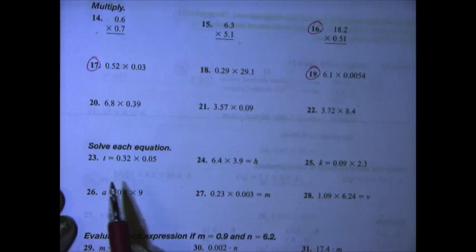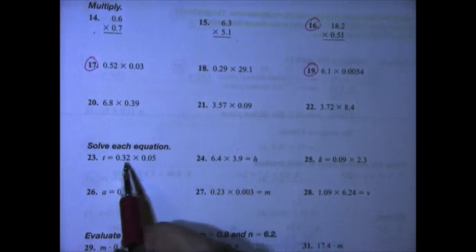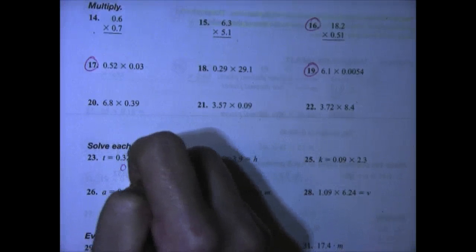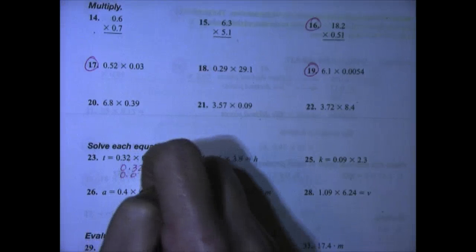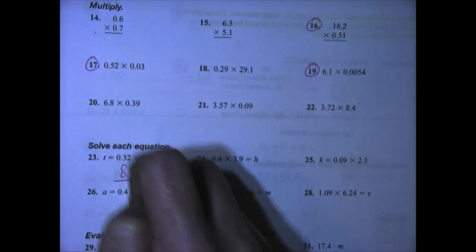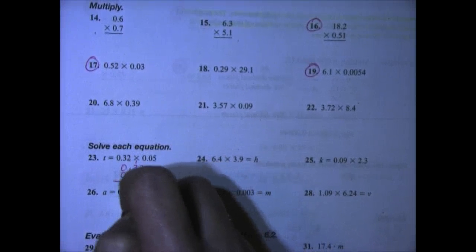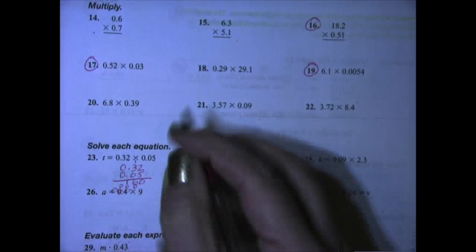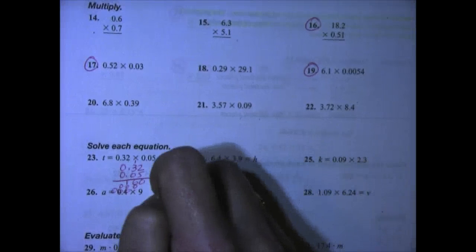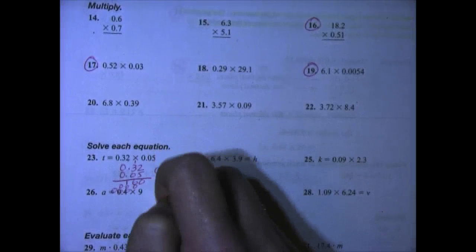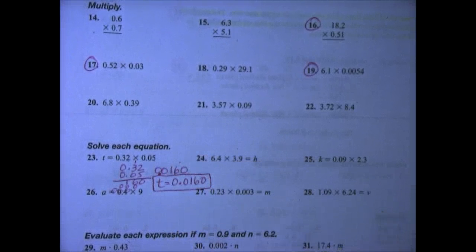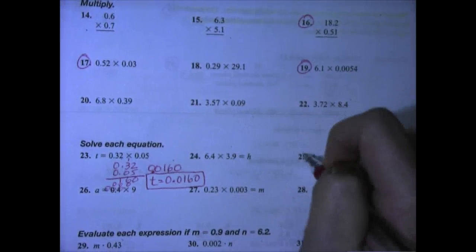Solve each equation on 23. Let's do one together. So 32 100ths times 5 100ths. We're just going to set those up, 0.32 times 0.05, and figure it out. And we're going to get, and we have 4 places to the right. So t equals, so now I want you to do number 25.